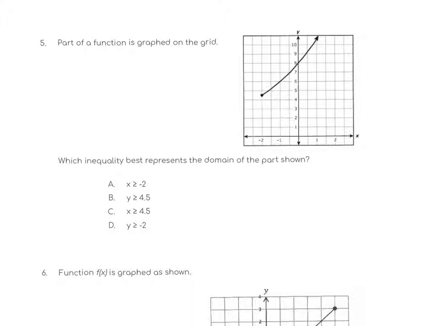Okay, number 5, part of the function is graphed on the grid, and I need to find the domain. So again, looking at the x, I need to see my minimum value. Well, that's going to be right here, and my maximum value kind of goes on forever. So that's why I don't have those double inequalities. I just have one. I'm looking for domain.